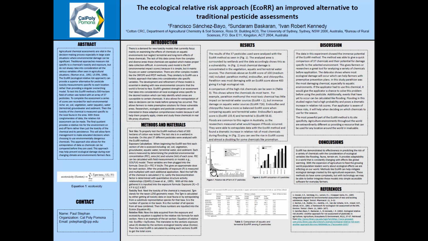And we were able to pinpoint which chemicals were the most toxic, and those were parathion, endosulfan, and chlorpyrifos, which were all above 100 relative risk score, which is a medium risk. And parathion was the only one that was over 400, which is a very high relative risk. So that's very useful information that an applicator could use.